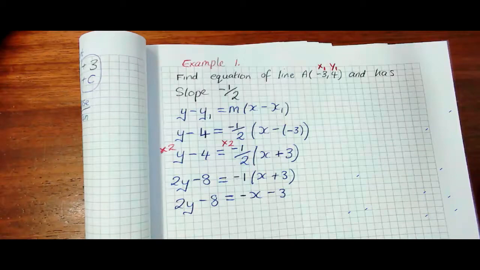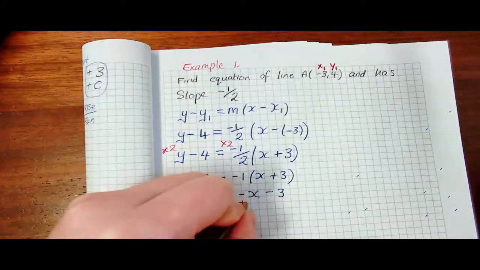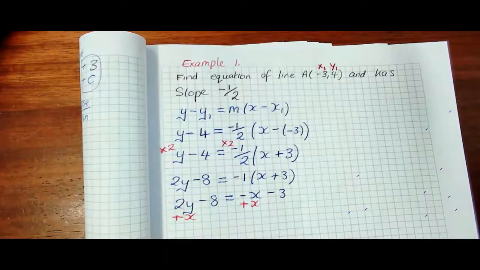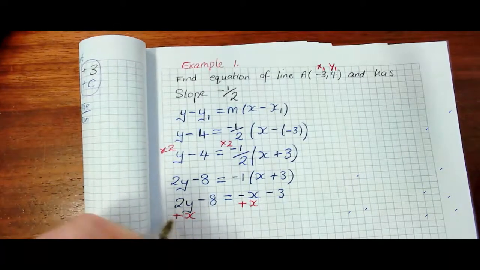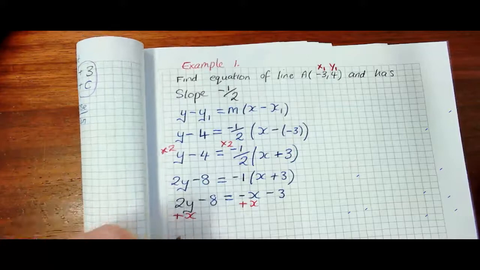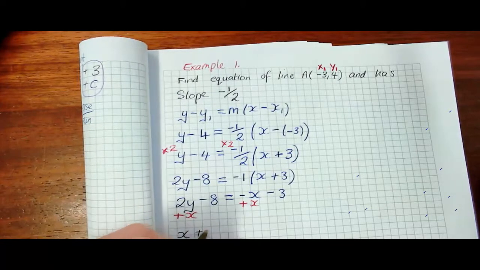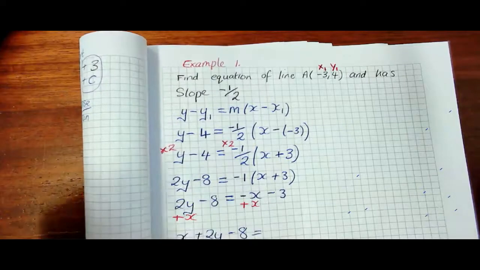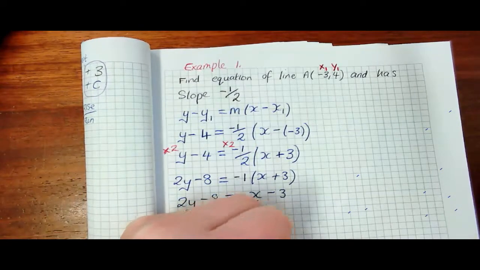Okay, so I want everything on one side. So what I'm going to do is I'm going to get rid of this minus x. So I'm going to add x. What I do to one side, I have to do to the other. So I'm adding an x onto this, so there's no other x's there. So I'm going to be left with x plus my 2y minus my 8 is equal to minus x plus x is 0. So I'm left with -3 on that side.